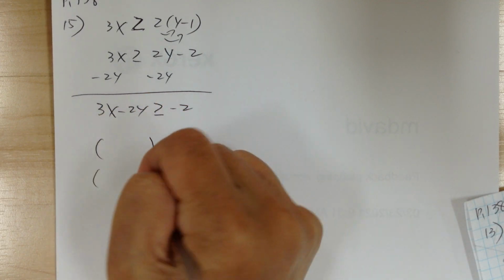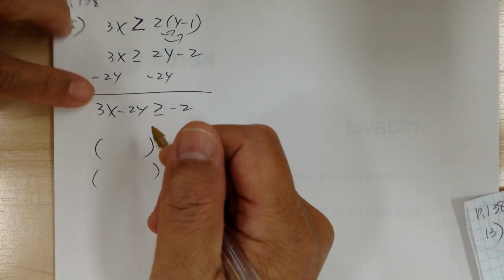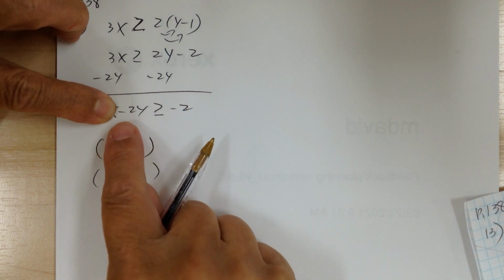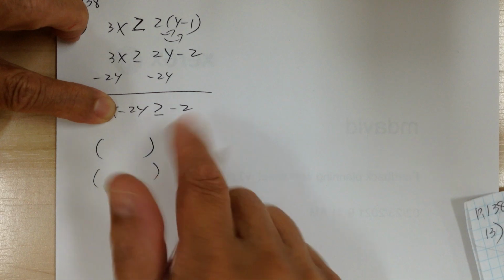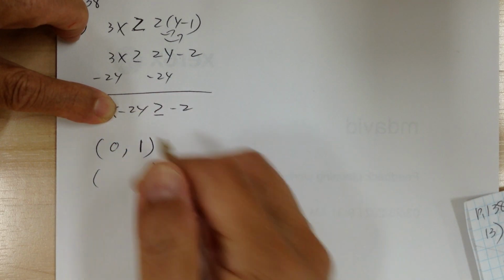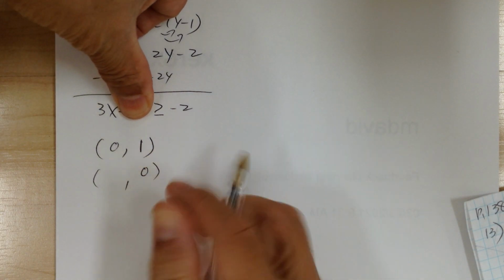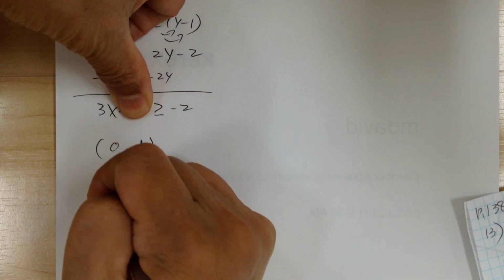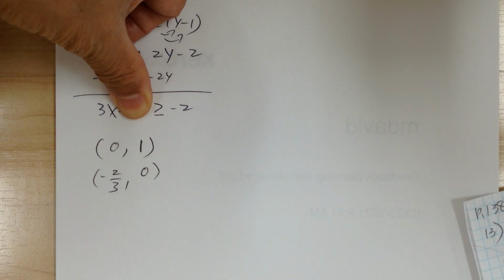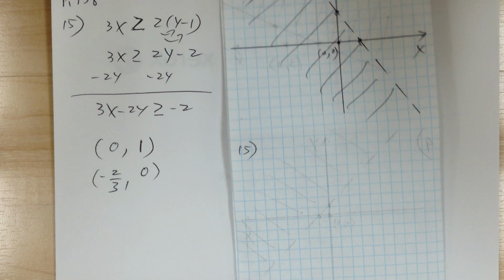So let's go and choose our intercept points. If you let x equal to 0, divide both sides by negative 2, so y will equal 1. Then you let y equal to 0, so this is gone. Divide both sides by 3, so you're going to get negative 2 over 3. Okay, so number 15.